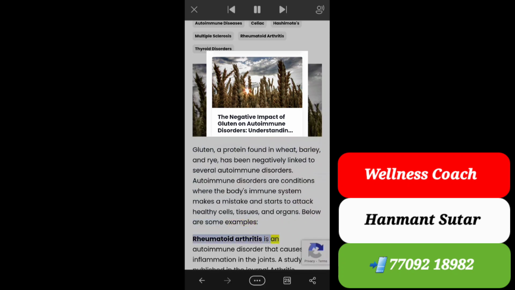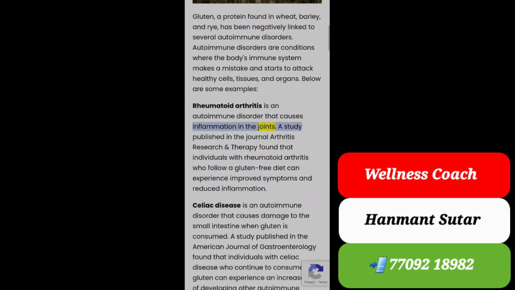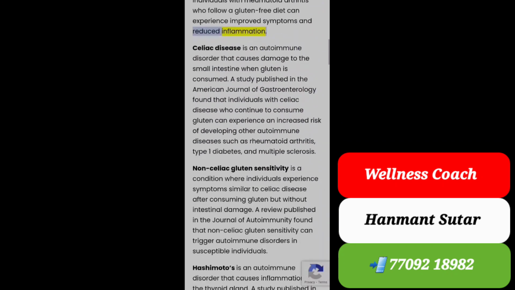Rheumatoid arthritis is an autoimmune disorder that causes inflammation in the joints. A study published in the journal Arthritis Research Therapy found that individuals with rheumatoid arthritis who follow a gluten-free diet can experience improved symptoms and reduced inflammation.